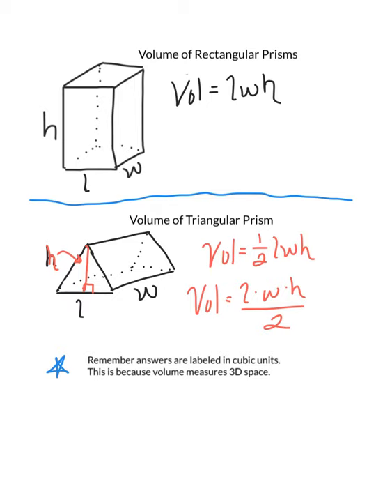Hello, here is a quick review of volume and surface area. To find the volume of a rectangular prism, which is up here, you take the length, the width, and the height, and you multiply them together. So if you have a rectangular prism, it's length times width times height.